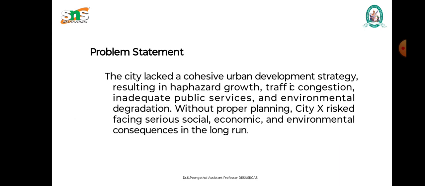The problem in the case study is that the city lacked a coherent urban development strategy, resulting in rapid growth, traffic congestion, inadequate public services, and environmental degradation. Without proper planning, City X is at risk of facing serious social, economic, and environmental consequences in the long term.